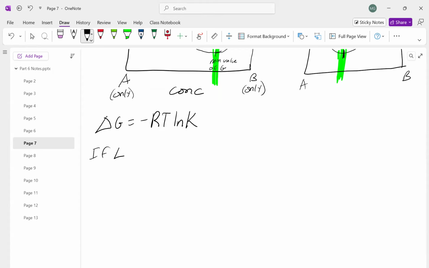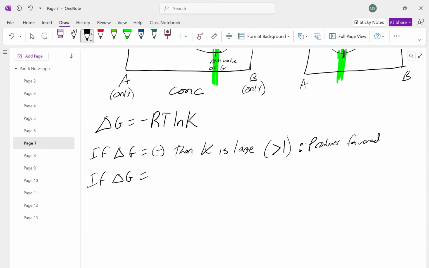So if delta G is negative, then K is large. And what I mean by that is it's greater than 1, which means that it's a product favored equilibrium. Now, the bigger K is, the more products you will obtain. If delta G is 0, which is very rare, it happens, but it's rare, then K is 1.